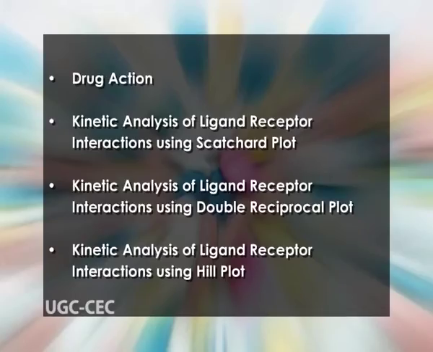Let us first have a look at the main objectives of today's deliberation. Number first is to give a general and thorough idea about drug action. Number second, we shall be explaining in detail the kinetic analysis of ligand receptor interactions using Scatchard plot. Number third, to discuss kinetic analysis of ligand receptor interactions using double reciprocal plot. And finally, we shall be discussing the kinetic analysis of ligand receptor interactions using Hill plot.